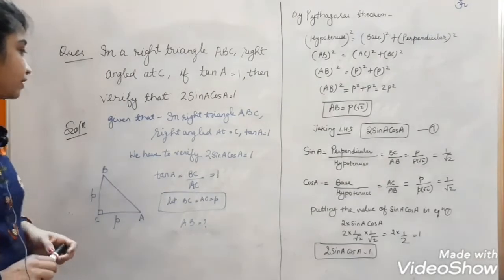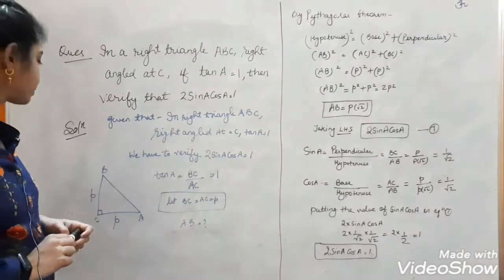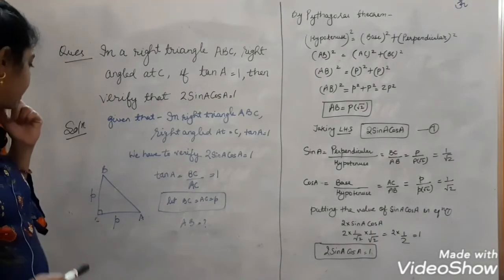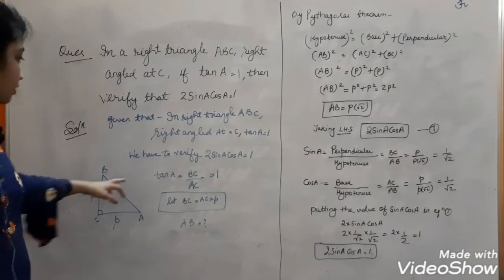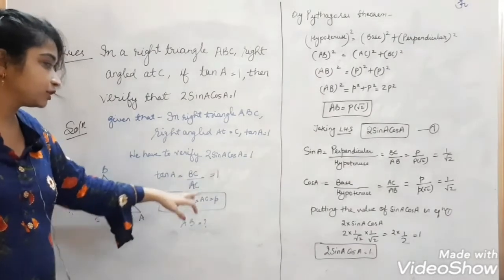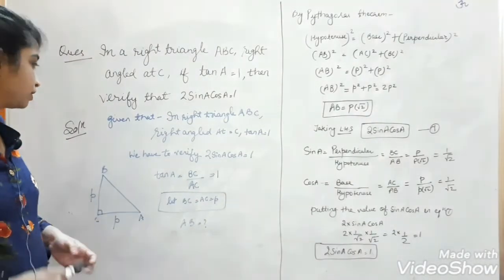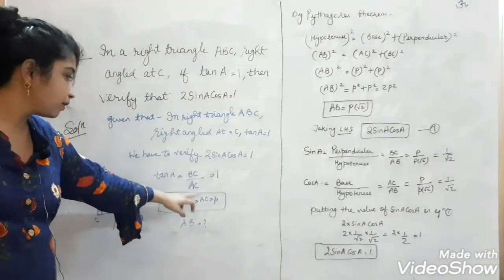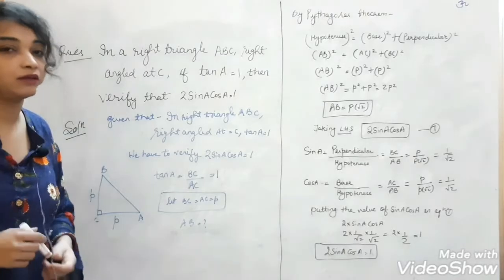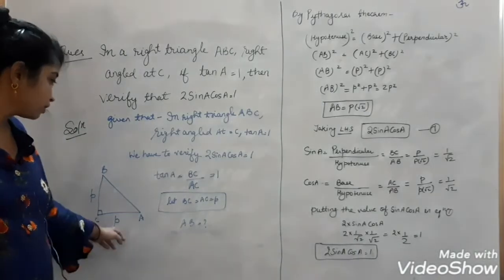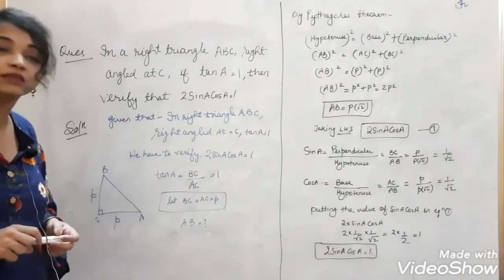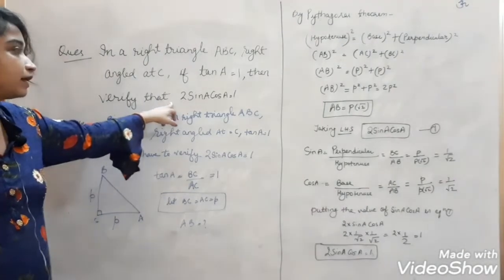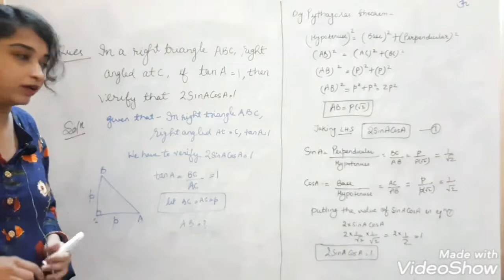What is the value of tan A? Tan A is equal to perpendicular upon base. The ratio of perpendicular to base is given, equal to 1. So let's suppose BC upon AC is equal to P, and the ratio of BC upon AC is equal to 1, it is given, and we have to verify that 2 sin A cos A is equal to 1.